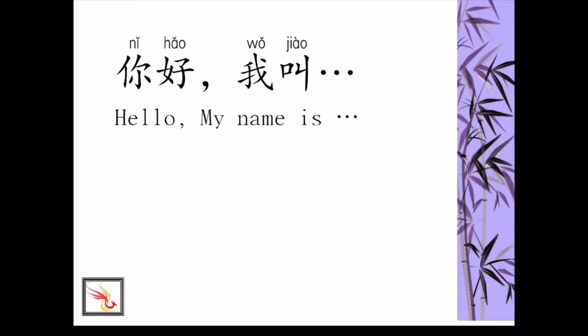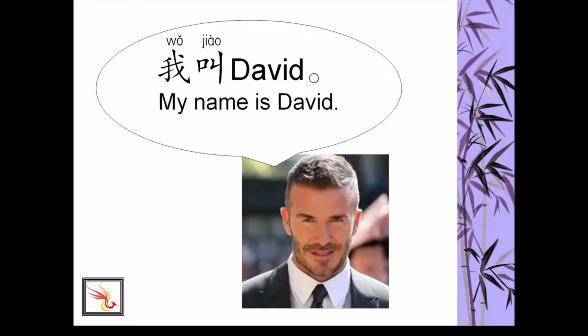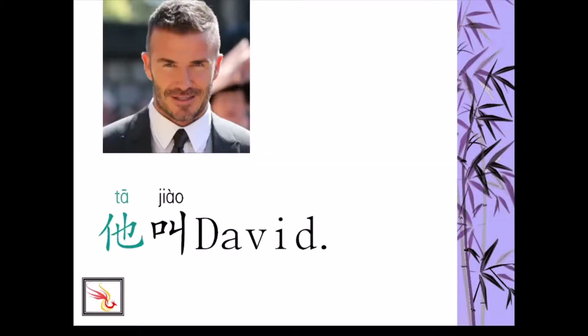你好，我叫。你好 is hello. 我 is I. 叫 is to be called, to call. So it implies "my name is." Hello, my name is Susie. 你好，我叫 Susie. David says, 我叫 David. Emma says, 我叫 Emma.